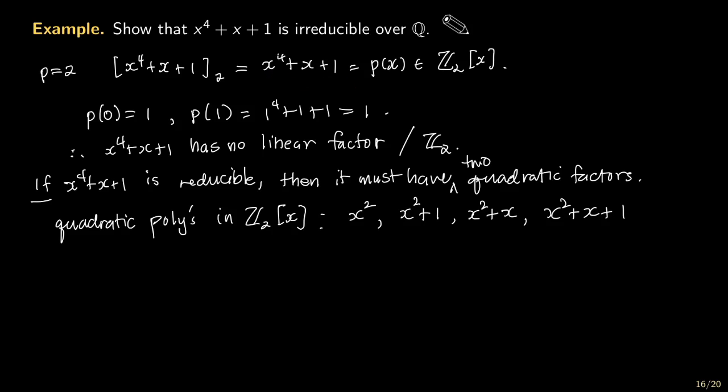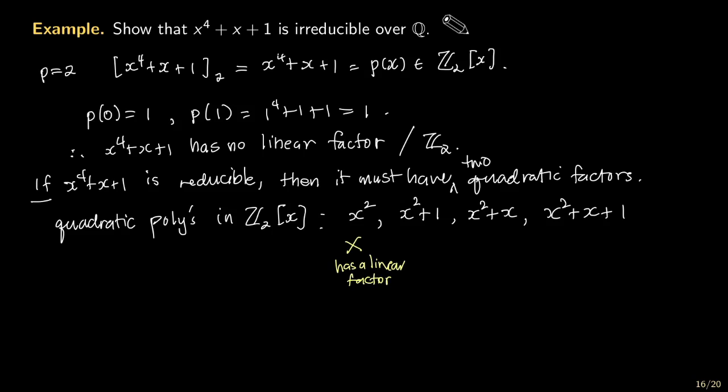Why? For example, this one, x squared, is not a factor. Because x squared is x times x. It has a linear factor. If this was a factor of x to the 4 plus x plus 1, then this will have a factor of x as well. In other words, this will have a linear factor contradicting this. Therefore, this is not a quadratic factor because this has a linear factor.